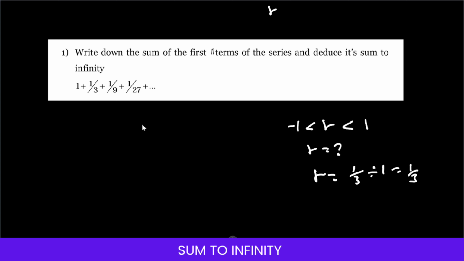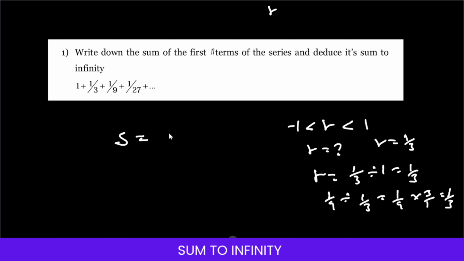Let's try the other one to see if it is consistent. So we have 1 on 9 divided by 1 on 3, and that will give us 1 on 9 times 3 on 1, which will be the same as 1 on 3. It means that the value of r is 1 on 3, and that is falling within negative 1 and 1. Since that's the case, then we can move on to the sum to infinity.